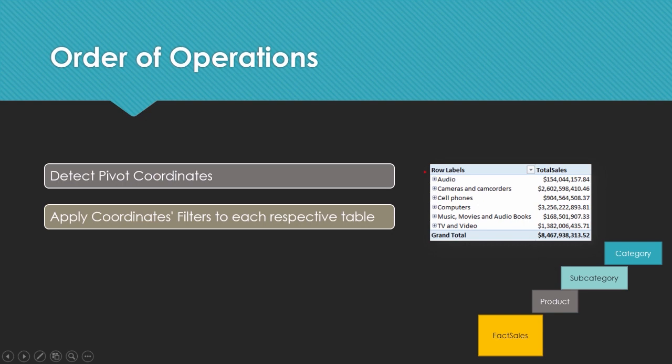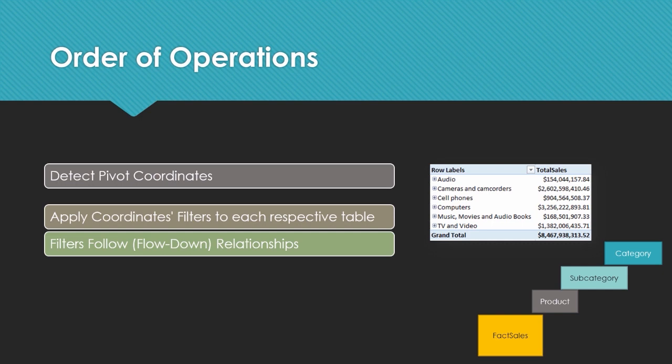After I've detected the pivot coordinates, we now apply those coordinates as filters to each respective table, which means that each coordinate actually acts as a filter to filter out a table of data. For instance, in our category table, we had a chunk called audio. We are now going to slice the category table for just audio, and we know that that filter is going to flow all the way downstream, through our subcategory table and our products table and into our fact sales table.